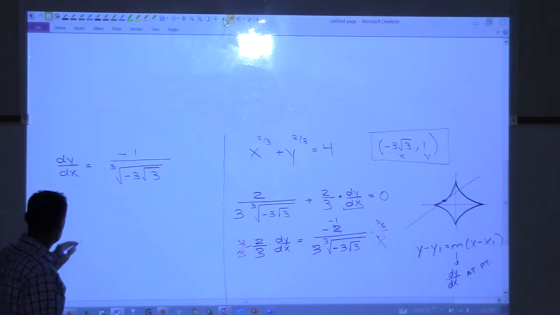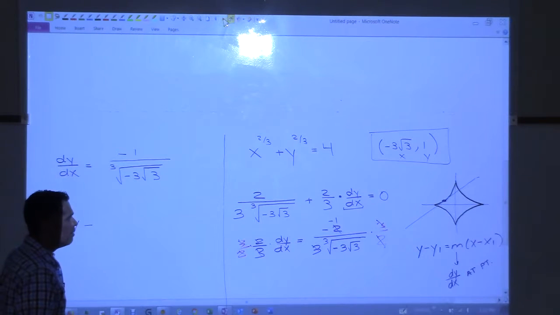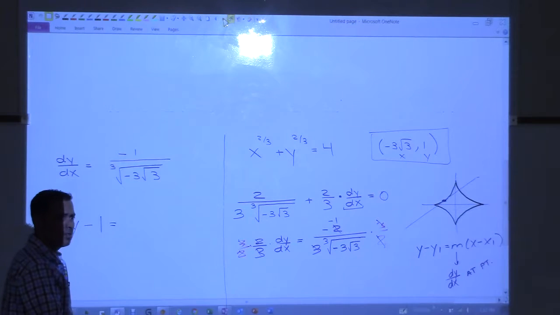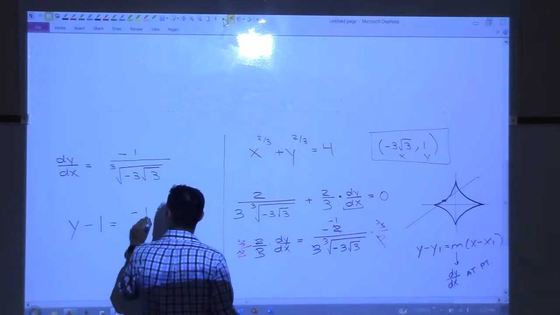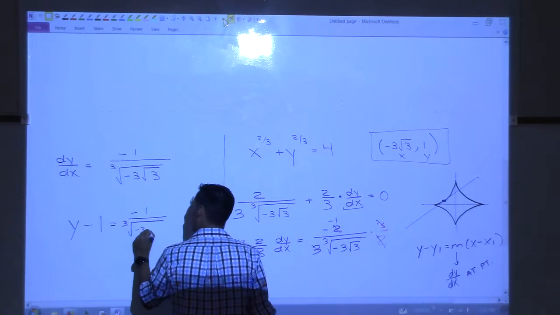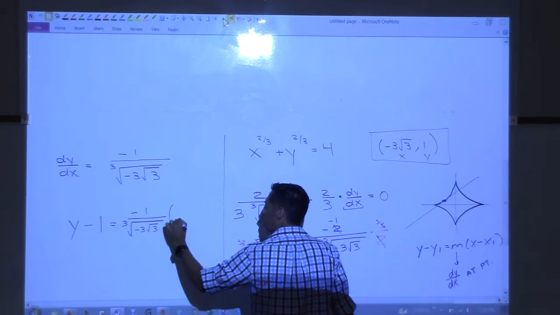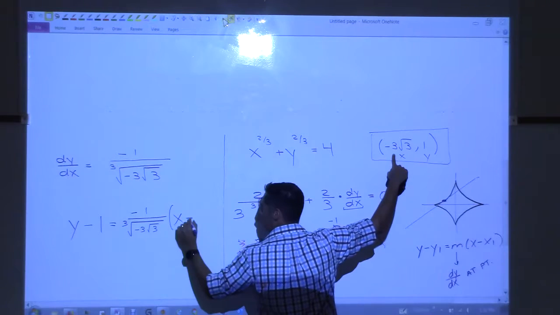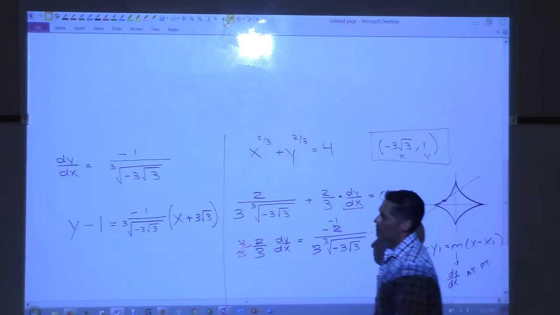So the equation of the tangent line looks like this. Y minus, what's y1? 1, right? So y minus 1 equals m, which is the slope of the tangent line at that point, which is this. -1 over the cube root of -3 square roots of 3. And then in parentheses, x take away what? That, right? So it's really plus 3 root 3. That is the equation.